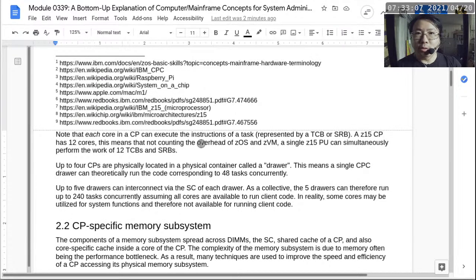So not counting the overhead of z/OS and z/VM, which are operating systems, a single Z15 CP central processor can simultaneously perform the work of 12 tasks. Now, this is actually also kind of misleading. I'm changing the terms here because I don't.